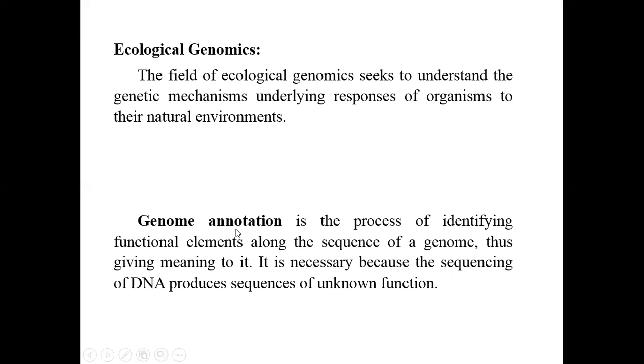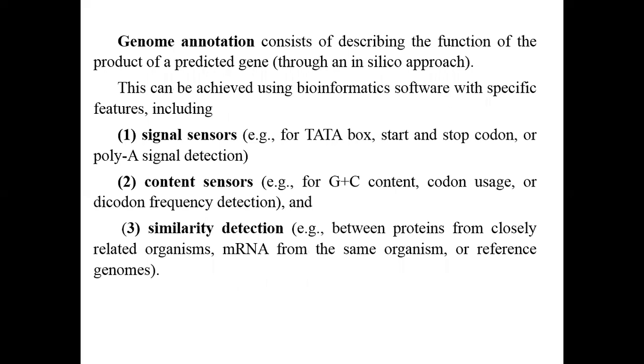Then genome annotation. Genome annotation is the process of identifying functional elements along the sequence of a genome. Commonly we say that we are annotating the genome, so we are trying to identify the functional elements working in the sequence of a genome. This is important because sequencing the DNA produces sequences of unknown function. Once you sequence the whole of the DNA, there might be some sequences for which we don't know the function. So in order to identify those with unknown and known function, we go for genome annotation. Another, more detailed definition is that it consists of describing the function of the product of a predicted gene in silico, and in silico means using computers and different software.